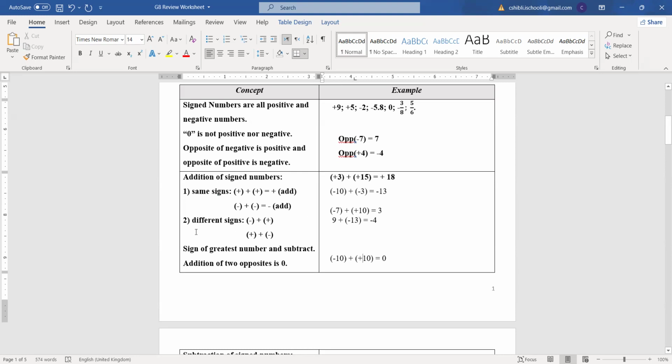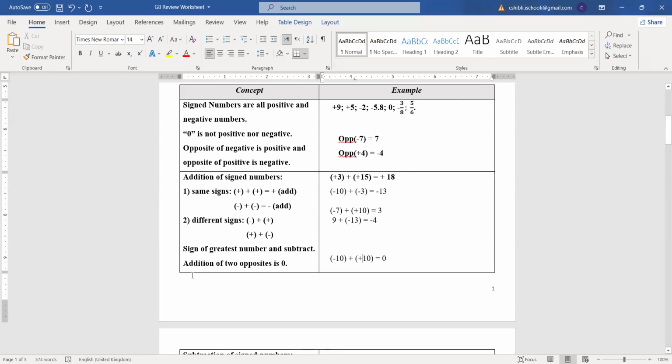I might also be adding signed numbers having different signs. A negative number added to a positive number, or a positive number added to a negative number. Here, I will take the sign of the greatest to my answer and I subtract both numbers. -7 plus +10. I'm adding a negative number with a positive number. I ask who's the greatest or who's the biggest number, 7 or 10? Of course, 10 is the greatest number. Its sign is positive, so my answer will be positive. I can write it or leave it aside. Then I say 10 minus 7 is 3.